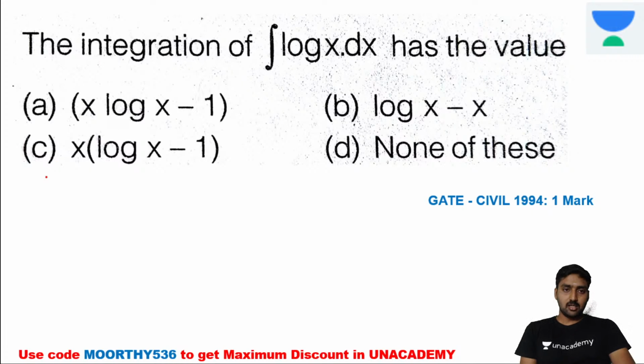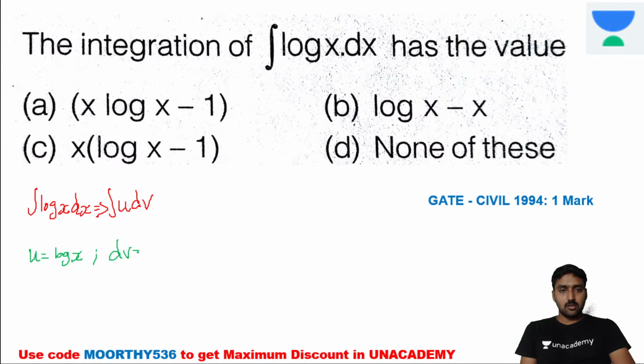Whenever they give a logarithmic function, we take u as the logarithmic function. Now equate this: the integral of log x dx is equal to the integral of u dv. What about the values of u as well as v? So this is what we need to identify. Now u is equal to log x, and dv is the remaining part other than u, so dv is equal to dx. So this is the value, right?